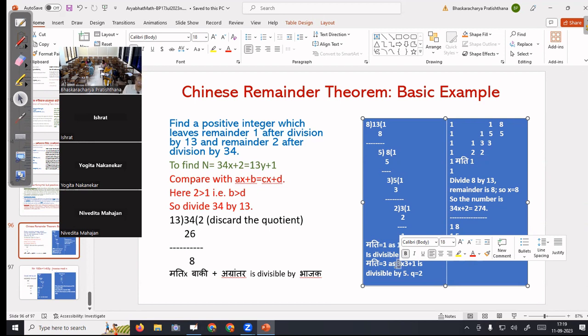So what happens is that these bhajaka are becoming smaller in some sense. So you can get some good bhajaka which is sufficiently small, you can stop there after an even number of steps, and you can do the calculations and get the answer. Yes, so we stop here.